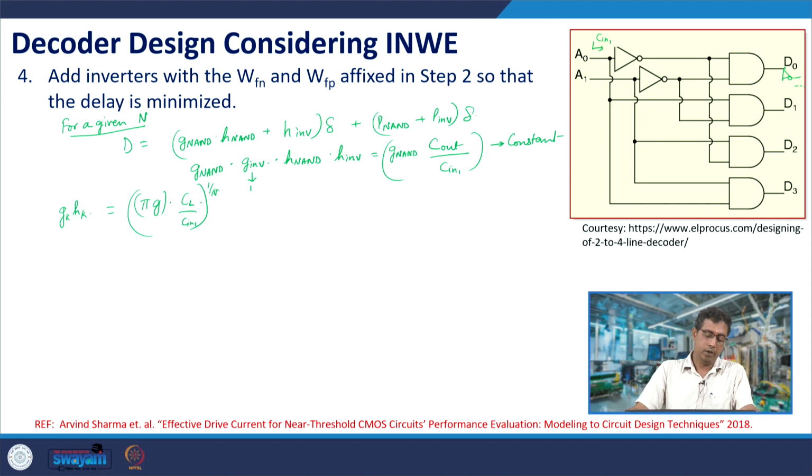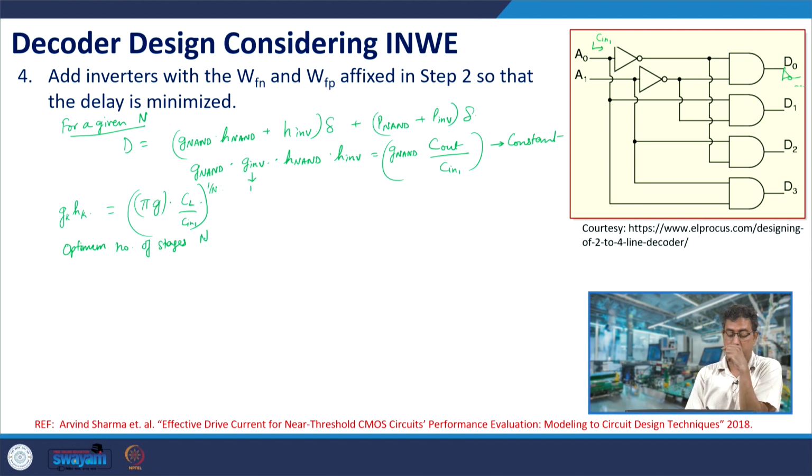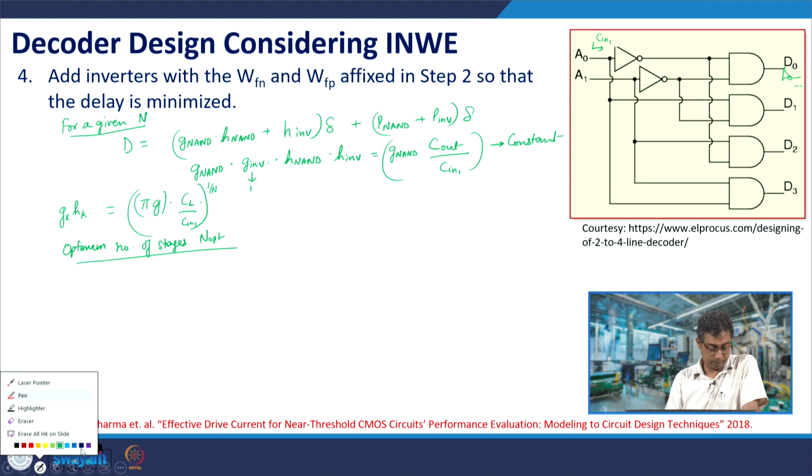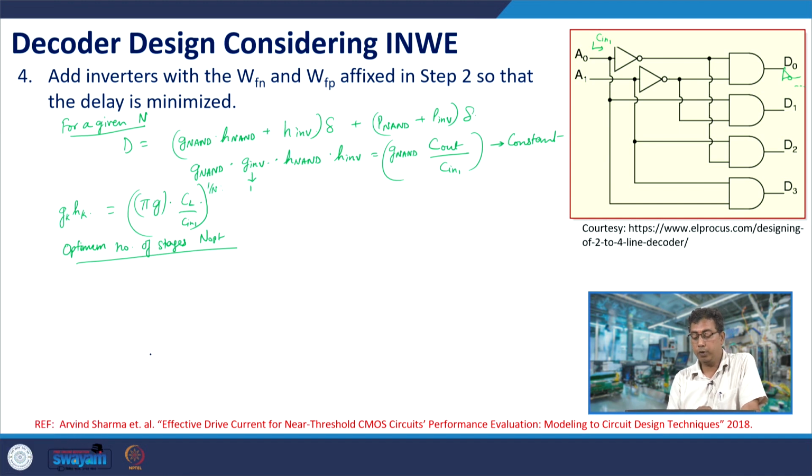So, then you would have minimum delay, and if you want to optimize the number of stages, so what would we do for that? We would again follow the reasoning that we used in the previous lecture.